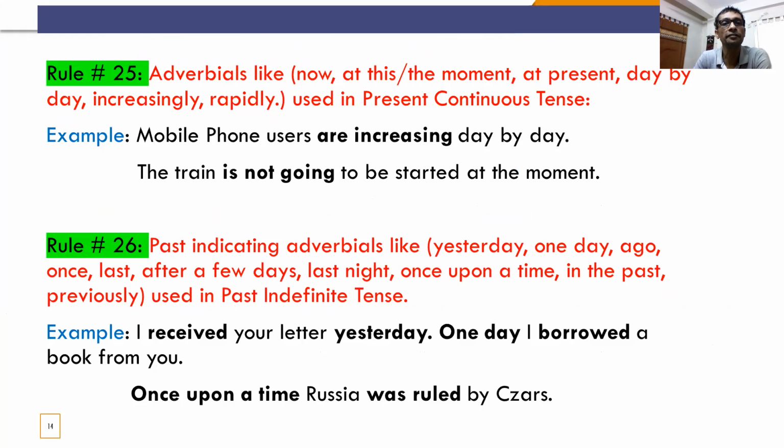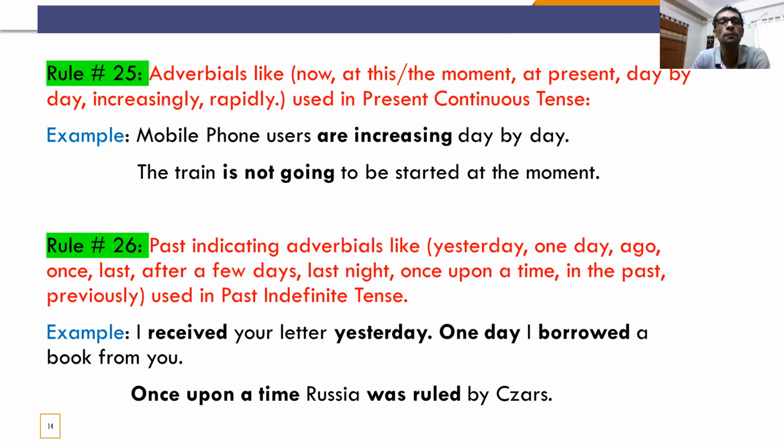Okay, rule number 25. There are some adverbials, that is adverb phrase, they are called adverbials, like now, at this time, the moment, at present, day by day, increasingly, rapidly. They are also used and always used in the present continuous tense. Look at this sentence. Mobile phone users are increasing day by day. The train is not going to be started at the moment. So second sentence has been transformed into passive, but the rule is same, because when you use these phrases, you must use present continuous tense.